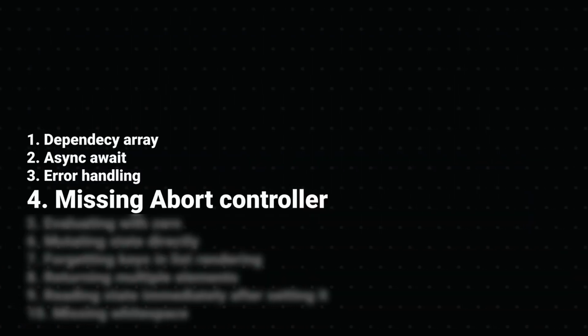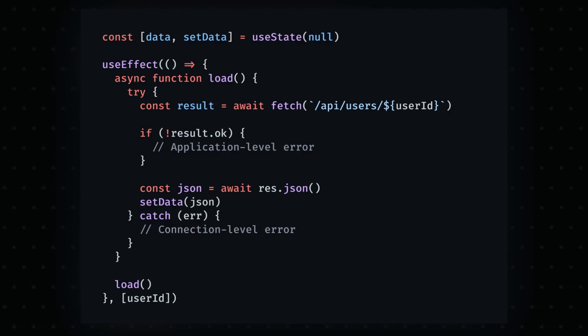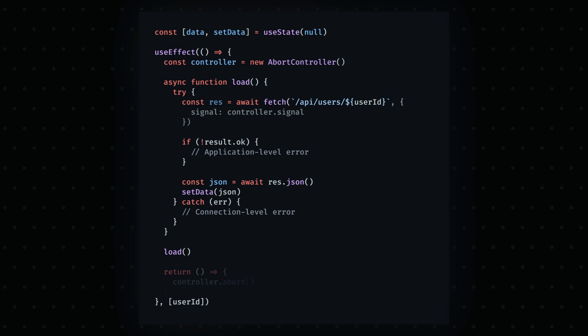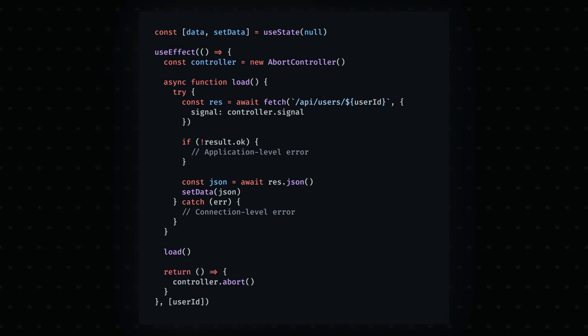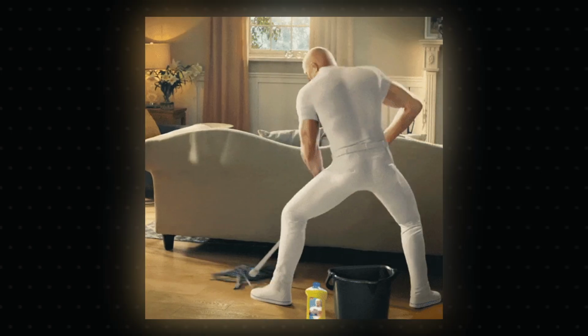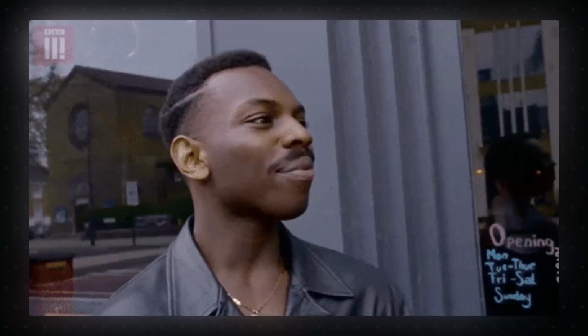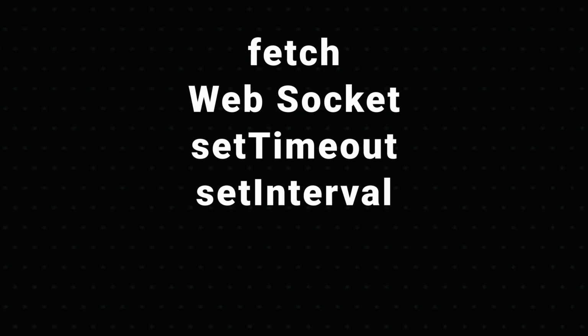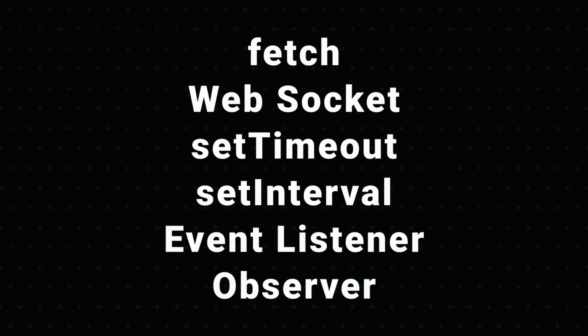And the last mistake of our snippet is not using a cleanup function. What if our component unmounts before finishing fetch? Then we have memory leaks and invalid state updates. To prevent that from happening, we have to use an abort controller. That way, on component unmount, our fetch will be aborted and no side errors occur. There are other use cases when a cleanup function is required. Remember to clean up when using fetches, WebSockets, timeouts, intervals, event listeners, and observers.